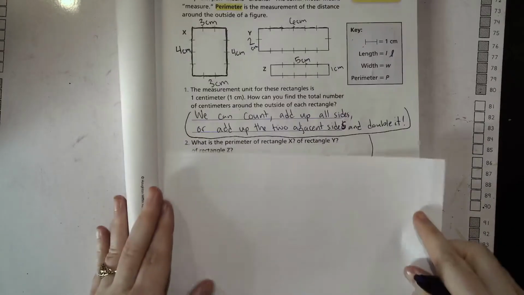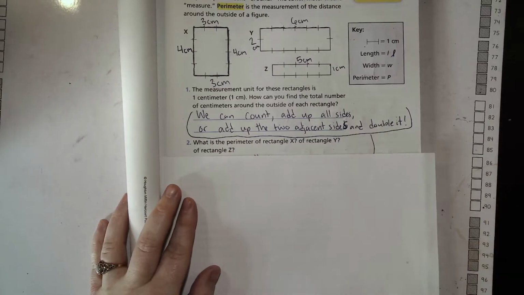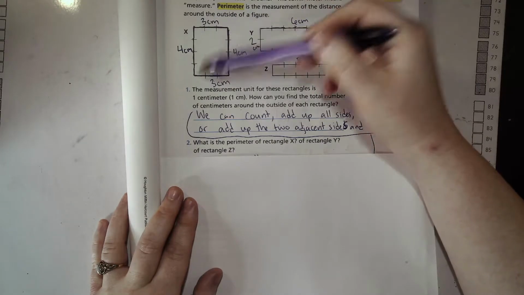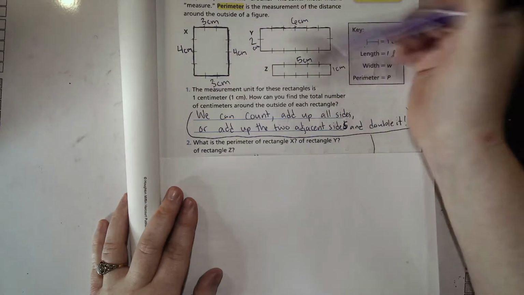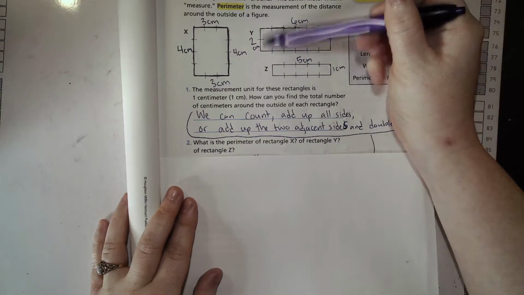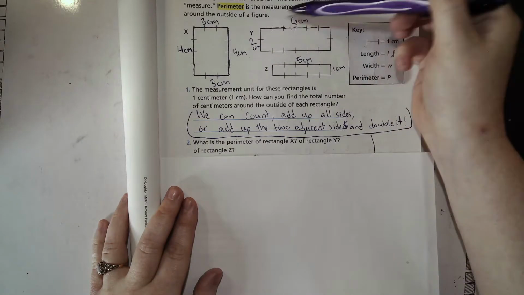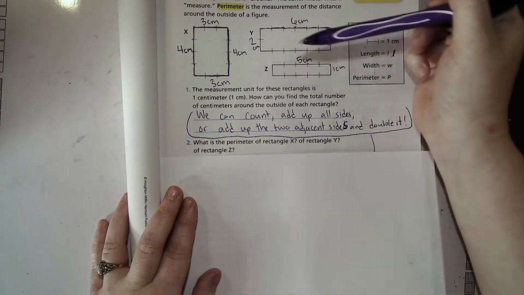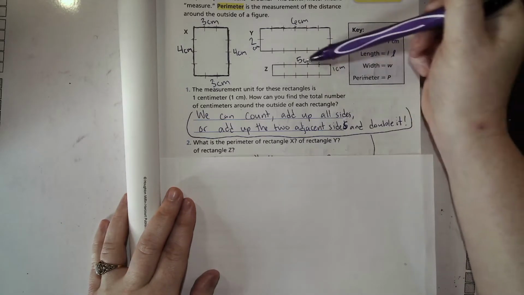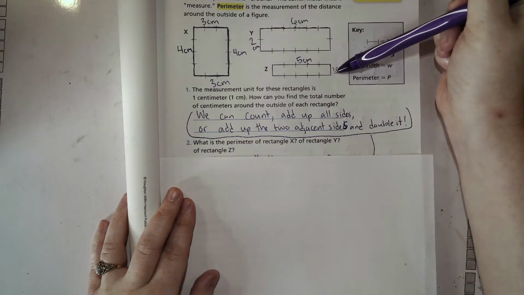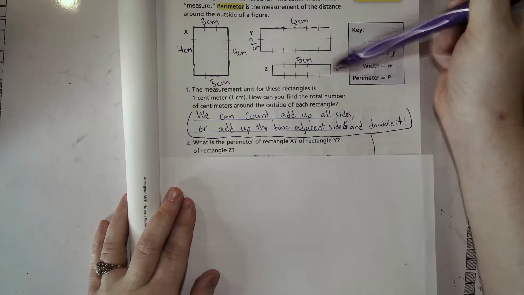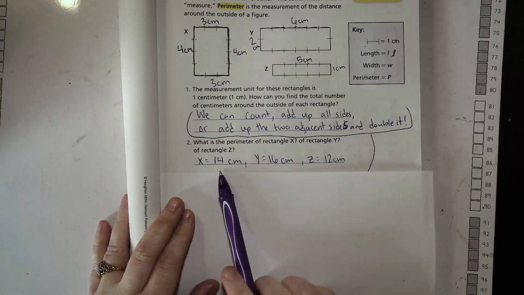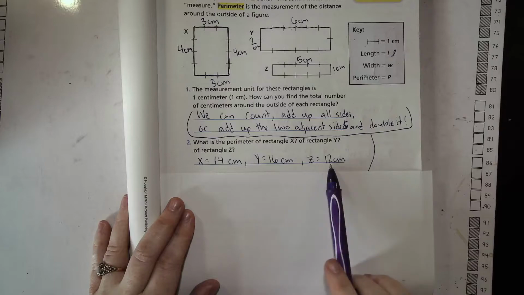Then it says, what is the perimeter for rectangle X and Y and Z? So go ahead and find that distance all the way around. We're not dealing with the inside, just the distance around the outside. So for this one, it's 14. Here we have 2 and 6. So 2 plus 6 is 8. Double it, what do you get? 16. And then this one, rectangle Z, is 5 and 1. 5 plus 1 is 6, double it, and it's 12. Okay, so write these down. So X is 14 centimeters, Y is 16 centimeters, and Z is 12 centimeters.